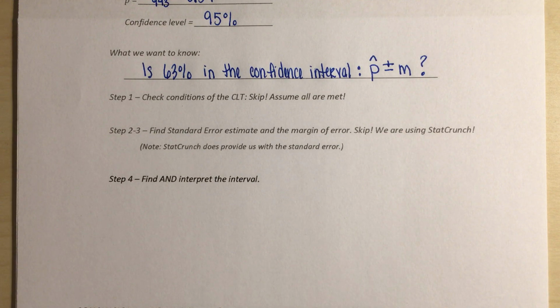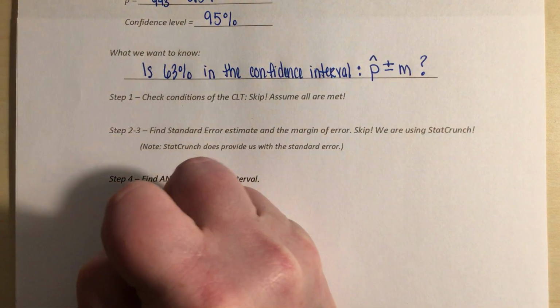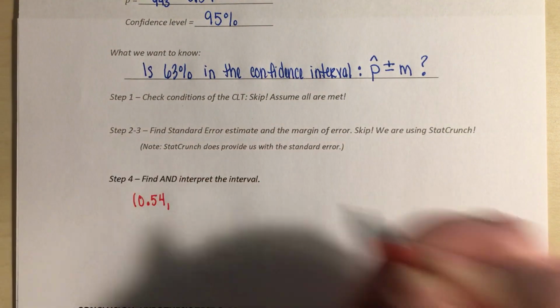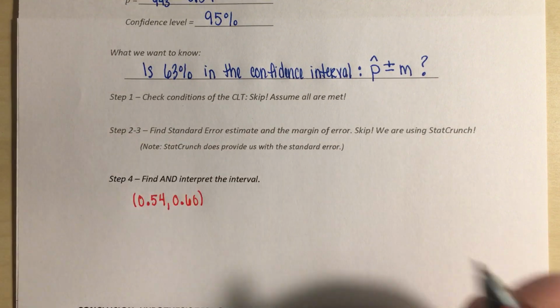We can find our standard error and our margin of error if we want to. However, they are automatically calculated for us using StatCrunch. So we're going to go ahead and use StatCrunch. We're actually entering a lot of the same information. We're going to our proportion stats, one sample. The difference is, instead of selecting hypothesis test, we're going to select confidence interval. So we're going to find and interpret our interval. From StatCrunch, we get a confidence interval of 0.54 to 0.60.